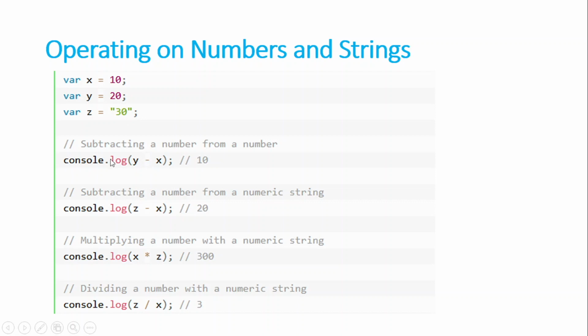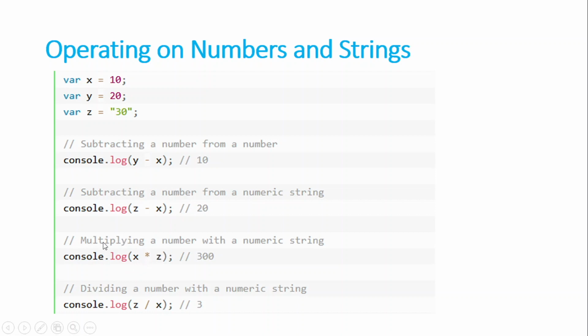and then it will give us the subtracted result. You can see we have these three variables. Now if we subtract y minus x, meaning 20 minus 10, it will result in 10 because both are numbers. And if we do z minus x, it still gives us the right result. You can see it is doing the subtraction, 30 minus 10, giving us 20. So if you subtract a number, it will automatically convert the string into a number, and then do the operation of subtraction.